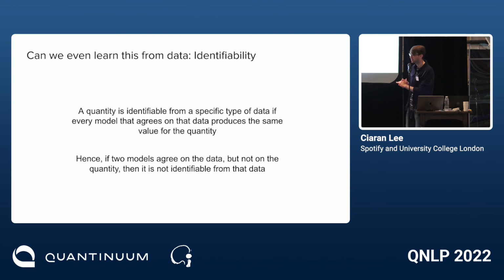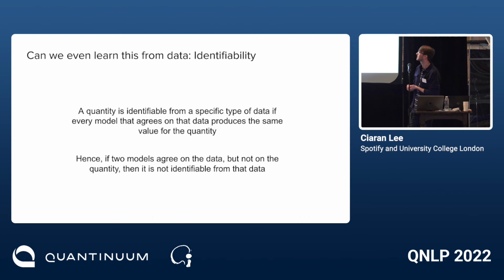So here's where we hit our first speed bump. Is it possible to even learn such a thing from data? The question we want to ask is whether this quantity is identifiable from the type of data we have access to. Given observational data and data from the interventions that have been performed, can we infer what the answer to this counterfactual question is? What we want to show is that a quantity is identifiable from a specific type of data if every model that agrees on that data produces the same value for that quantity.